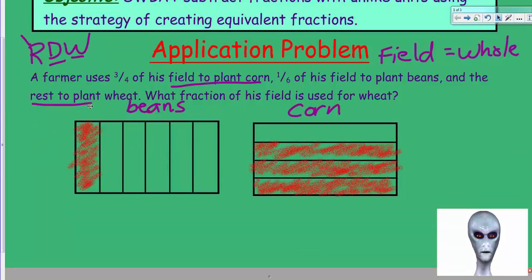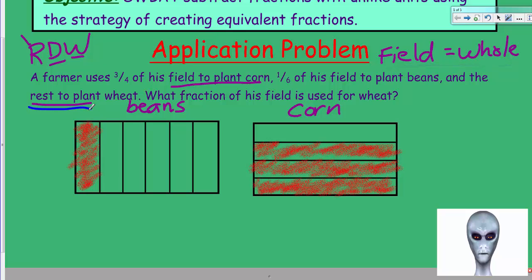What I think is important here is understanding that if we were to add the 3/4 and the 1/6 together, that would let us know how much the farmer uses for corn and the beans. And then maybe we could subtract from our 1 whole, which is the whole field, the fraction of beans and corn that we already added together, and figure out the rest would be for wheat.